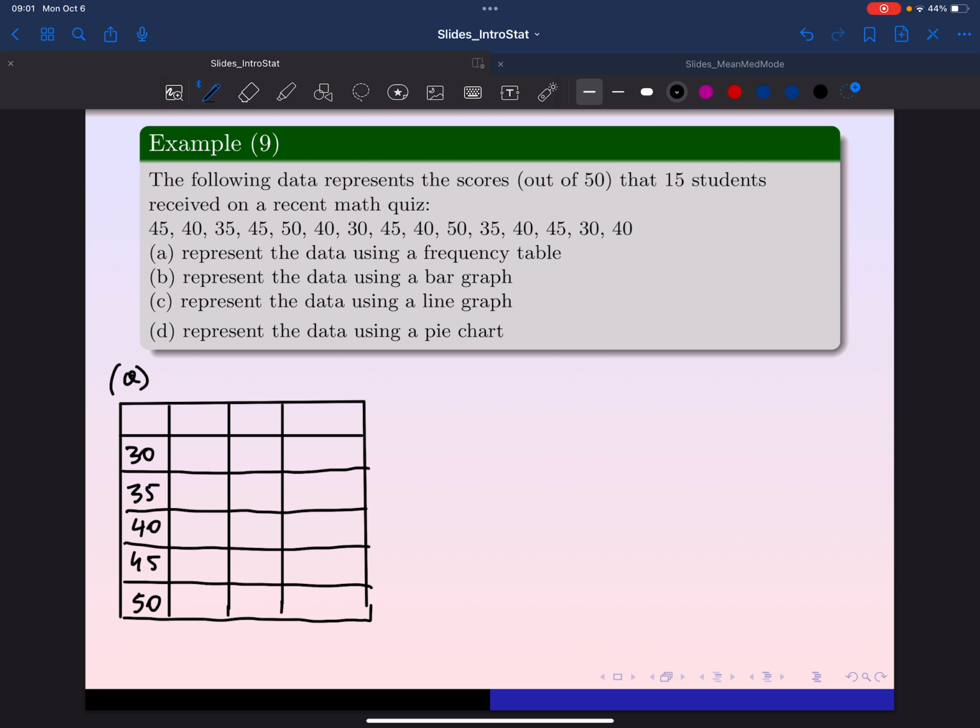So we would go 45 and we put one mark. 40, 35, 45 again, 50, 40, 30, 45, 40, 50, 35, 40, 45, 30, and 40. And then we count. So here is my frequency.